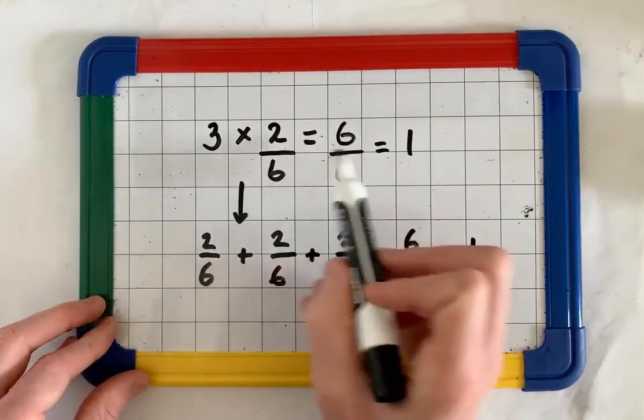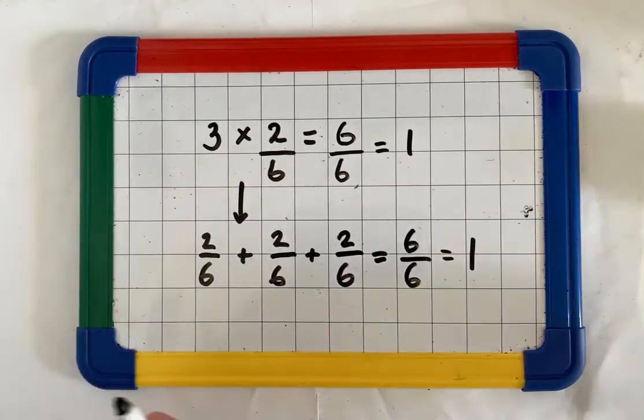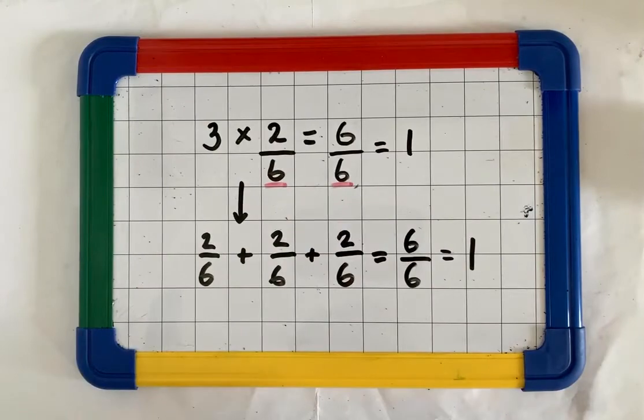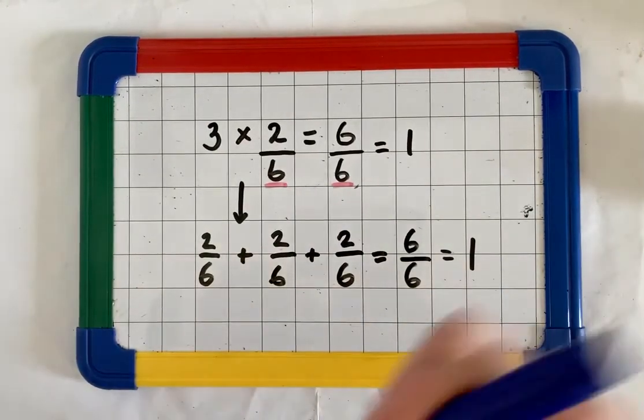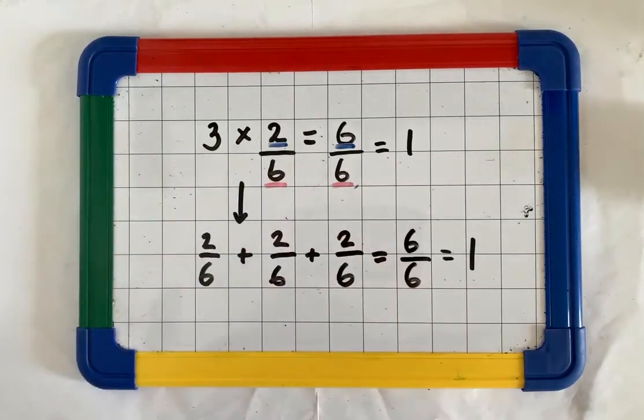So when you're multiplying fractions by a whole number, your denominator, the bottom of your fraction, doesn't change. All you need to change is your numerator on the top of the fraction. That is multiplied by the whole number.